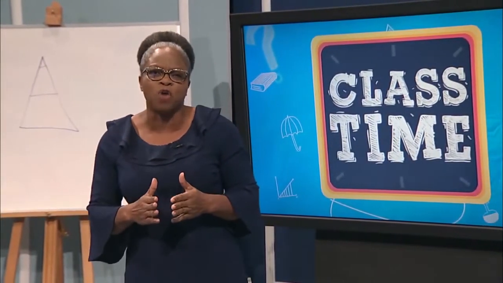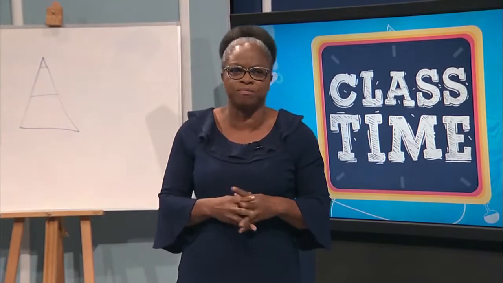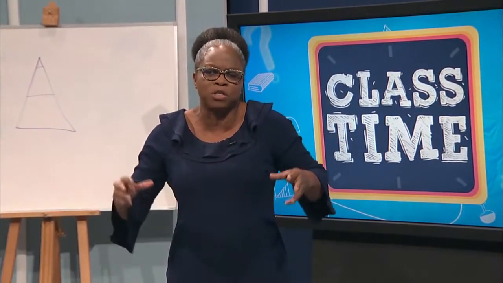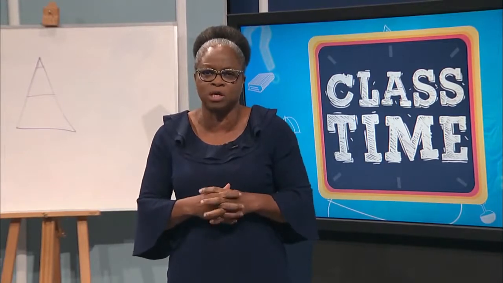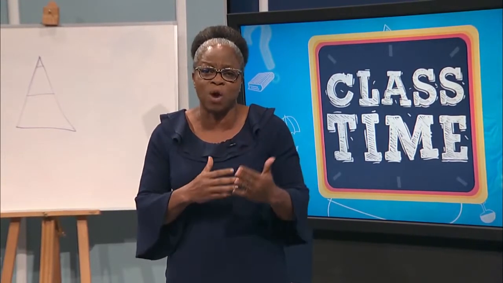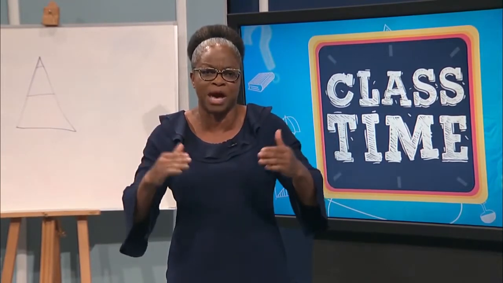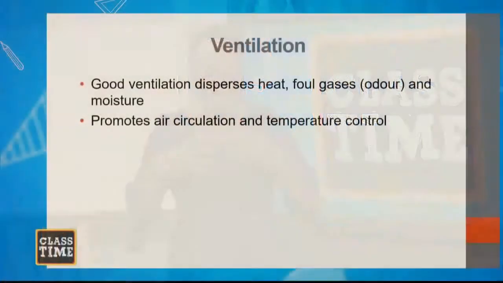We now want to move on to look at ventilation. When we talk about ventilation, we're talking about how air is going to circulate inside that house. It's very important. And that is why, for example, the broiler house, we are giving them those mesh wires, right? Because we want air to circulate inside that house. Good? When we have good ventilation, it is going to disperse the heat and the foul odor that is going to come from the house.